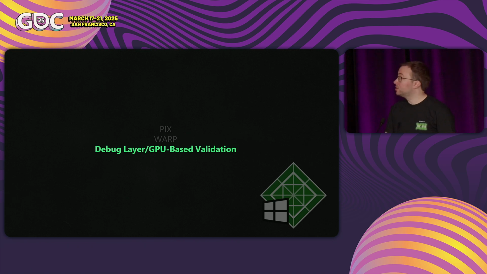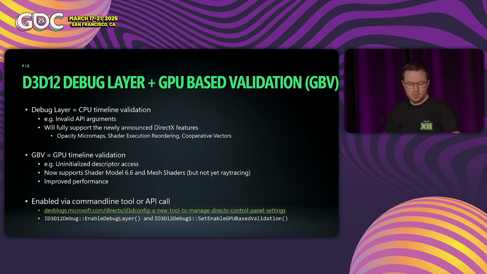Lastly, I'd just like to touch on validation. So the debug layer can be enabled, and that is a CPU timeline-based validation. So one part of it is just checking your API arguments. If you've asked D3D for a texture that's 1 million pixels wide, well, that's an error. If you've asked for a buffer with 10 MIPs, that's an error. Buffers can't have MIPs. So that's why the debug layer is there, to catch those things on the CPU timeline, things that it can figure out before the GPU's even started executing the work. And likewise, the debug layer will, of course, have support for OMMs, SER, and cooperative vectors.